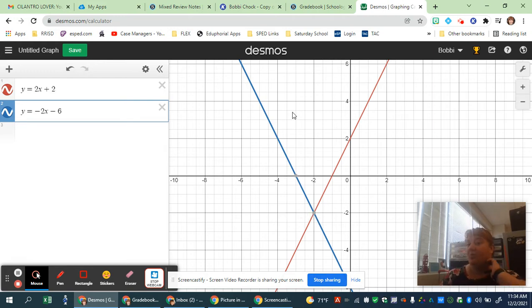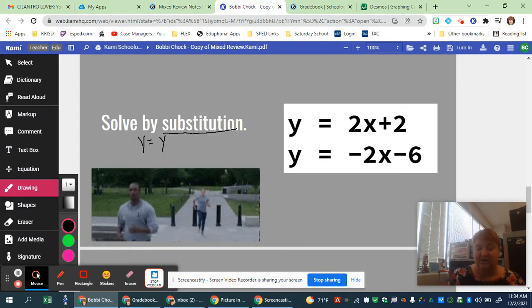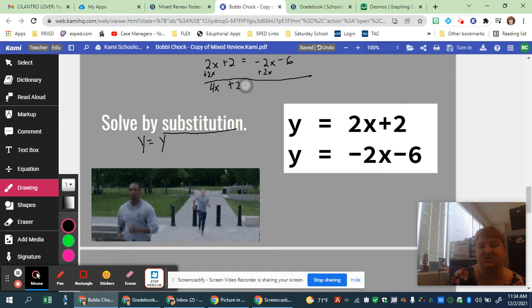But what they're wanting you to do is, let's say you didn't have a way to graph it with you. You could set it where 2x plus 2 equals negative 2x minus 6. Okay, so I'm going to go plus 2x, and I have 4x plus 2 equals negative 6. And then I have minus 2, 4x equals negative 8. So now I know my x equals negative 2.